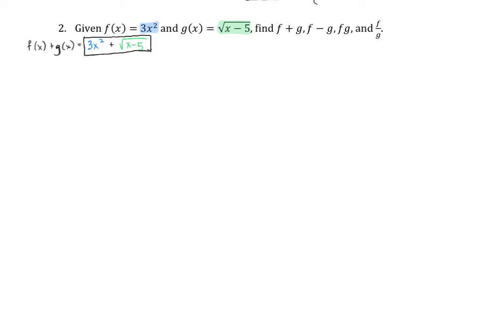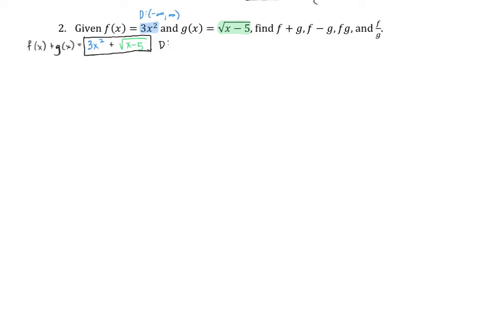So now we want to look at the domain. To do that, I probably should look at the domain of each individual one first. So for f, there are no restrictions on this domain. So it's negative infinity to infinity.